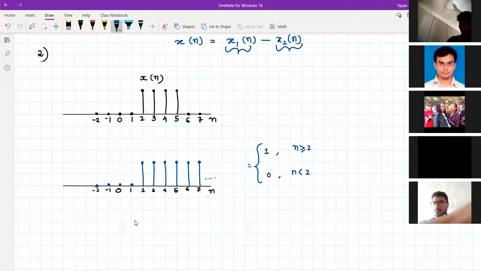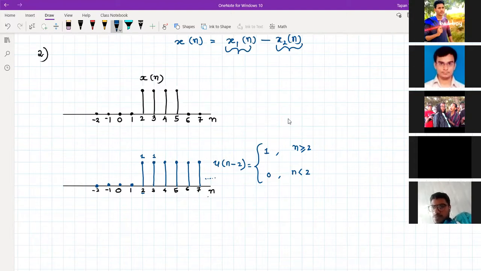Now that's where you are going wrong. Dear, it is u of n minus 2. Look at the instant. It starts at 2, right? So it is n minus 2, not n plus 2, remember. If it is u of n plus 2, then it will start at minus 2. Understand?